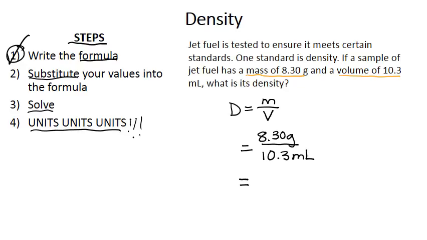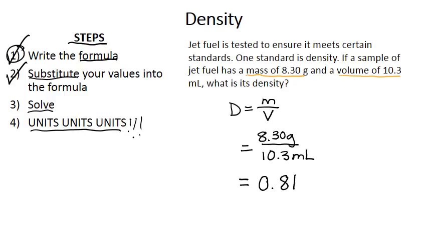Now you're going to want to get out your calculator and solve this problem. I'm getting out my calculator. Oh, sorry, we've substituted our values in. We've done step 2. Now we're going to solve. So I'm going to take 8.3 and divide it by 10.3. You're going to get a really big long decimal. Let's round it to the nearest hundredths place. 0.81 is what I get.